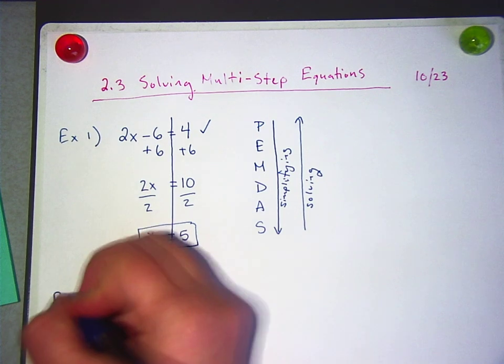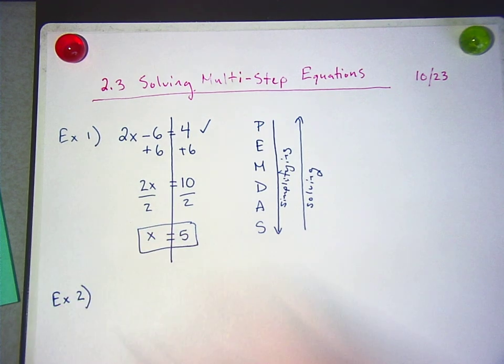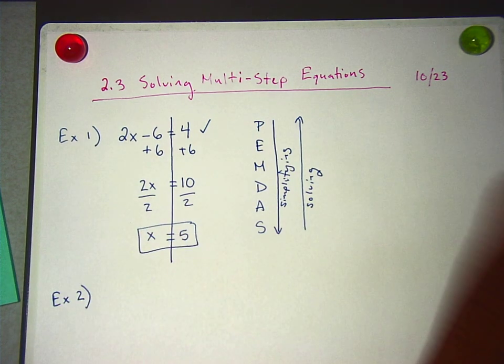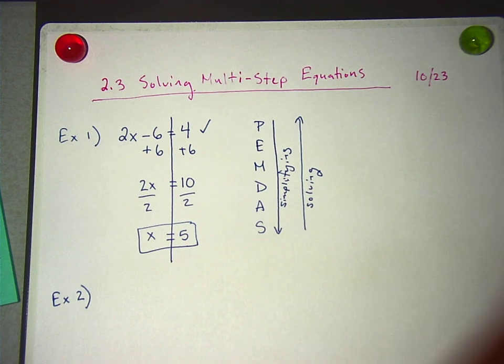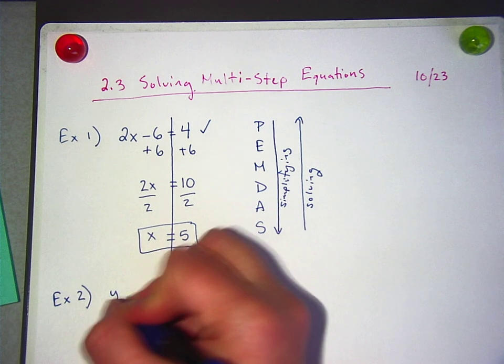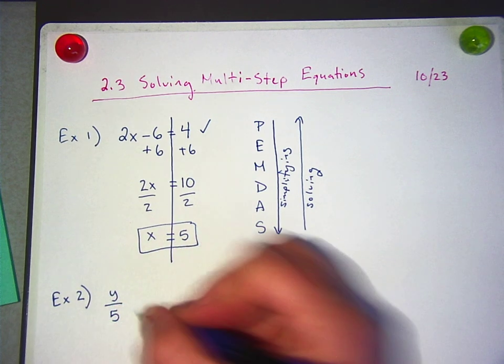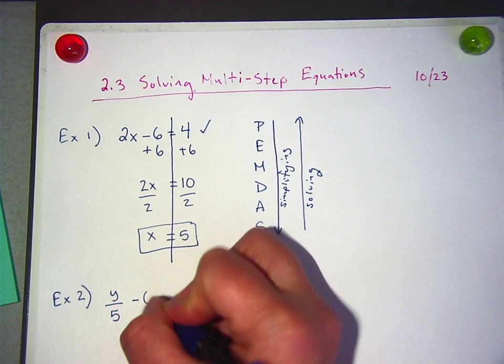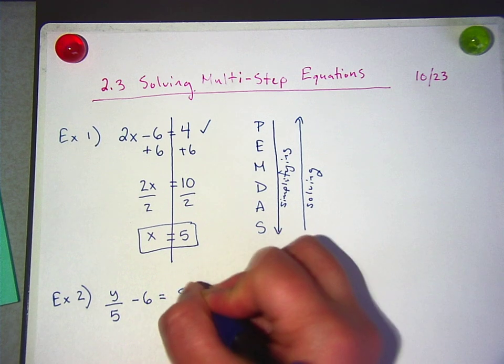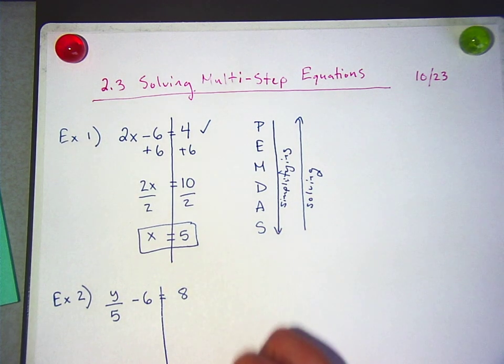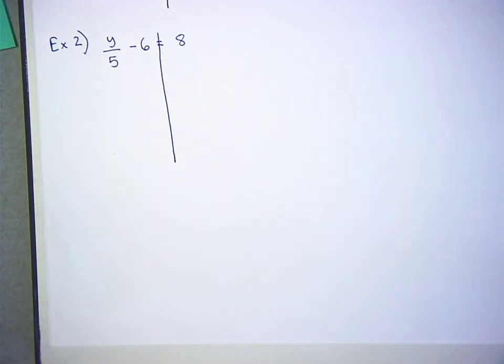All right, example 2, and this one is with your partner. And you get a prize for it. So let's try it out. Let's do y over 5 minus 6 equals 8. All right, talk to your partner, please. Start talking. Don't just work next to each other. Talk.